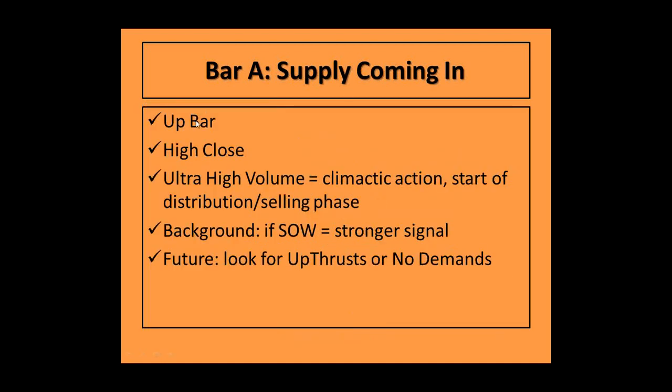Again, supply coming in. Up bar, high close, ultra high volume is climactic action, the start of the distribution or selling phase. The background, if I have signs of weakness, which I do, is a stronger signal. And in the future, I'm looking for upthrusts or no demand. That's something that I would typically look to see. That's what the dialog box also suggests that you would be looking to see.